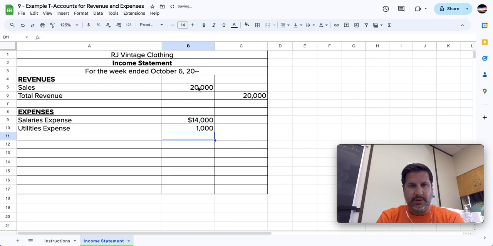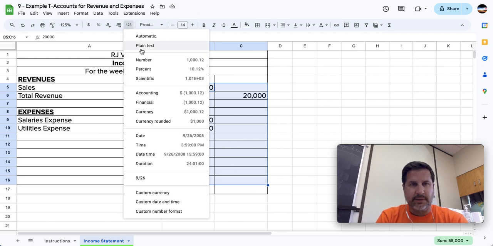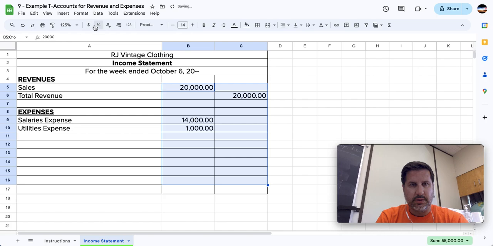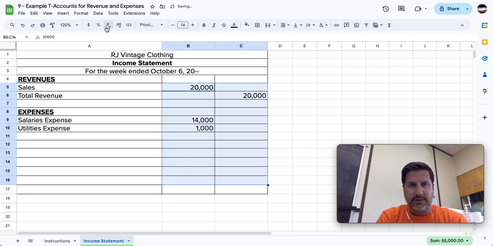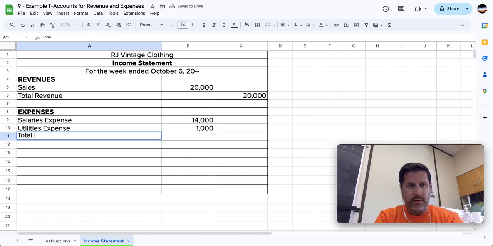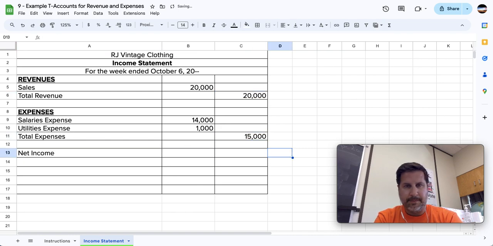I don't know why there's a dollar sign there. So here's a quick little lesson. If your numbers are screwed up, I just do this 1, 2, 3. I choose number, and then I just do this, and I format it later. Okay, total expenses. And I see my revenue is 20, my expenses are 15, so I know I'm going to have a net income.